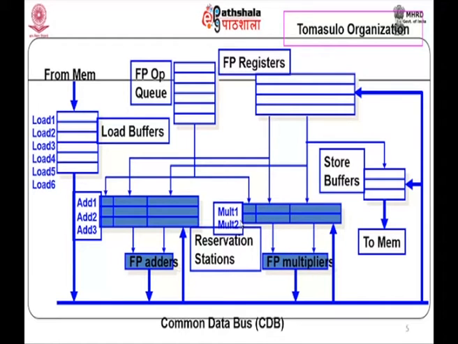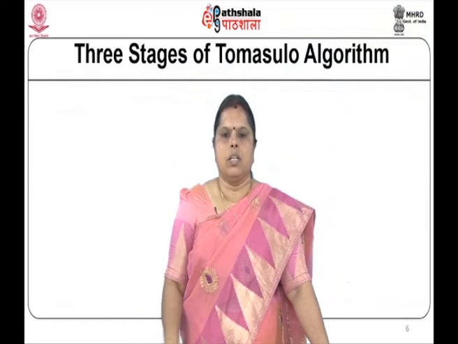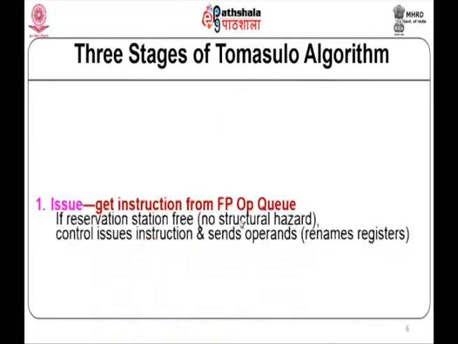You have store buffers which will store information about the store instructions, and all the functional units are connected by means of a common data bus. The common data bus broadcasts the data, and this will go to your reservation station entries as well as the floating point register file.